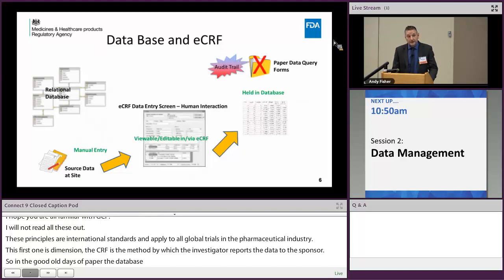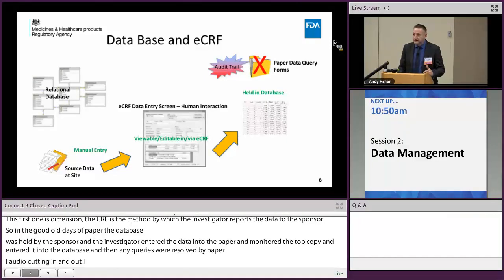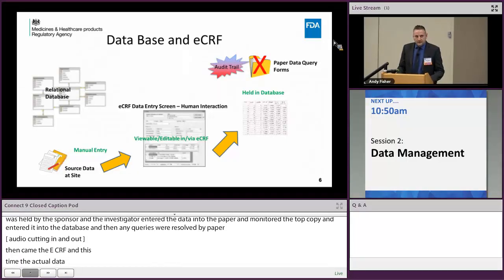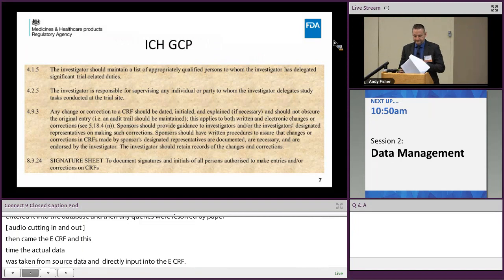So then came the eCRF, and this time the actual data was entered from source data directly into the eCRF, and the audit trail replaced the query forms, the paper forms. So the important thing is, does the audit trail have that information that the query form used to? So this GCP requirement sets out that the investigator should authorize the personnel who are entering the data and making changes to the CRF. And this also includes the sponsor in this process as well.